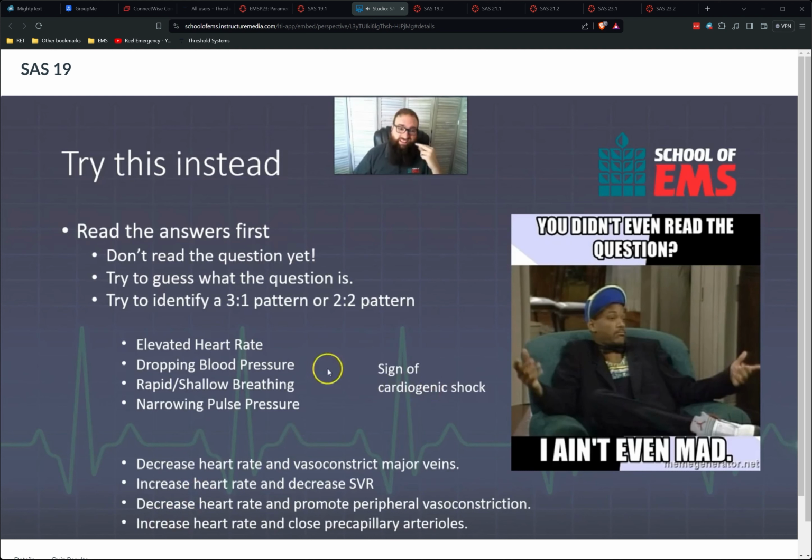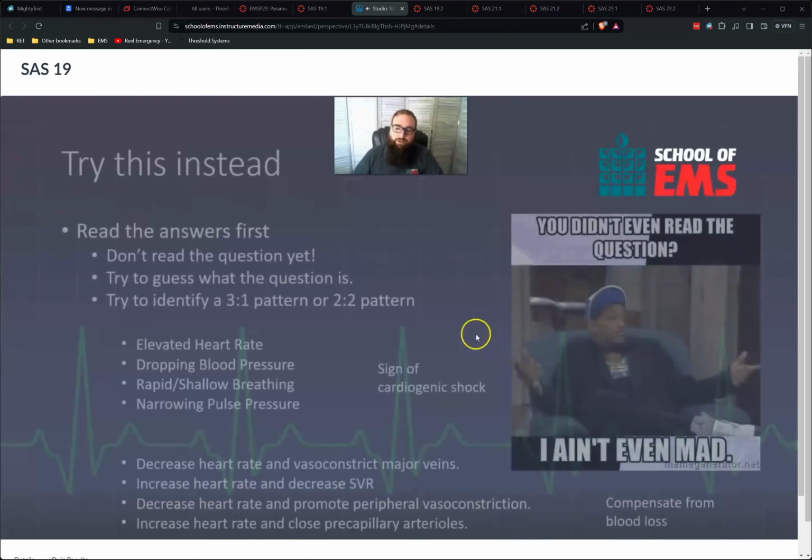This one, we're looking at signs of cardiogenic shock. So let's go to this again. Elevated heart rate, dropping blood pressure, rapid shallow breathing, narrowing pulse pressure. If we look at Beck's triad, bradycardia, JVD, and narrowing pulse pressures or muffled heart tones, you're probably going to want to say D is the correct answer. Now, the blood pressure will drop, but again, that narrowing pulse pressure is the more specific answer.